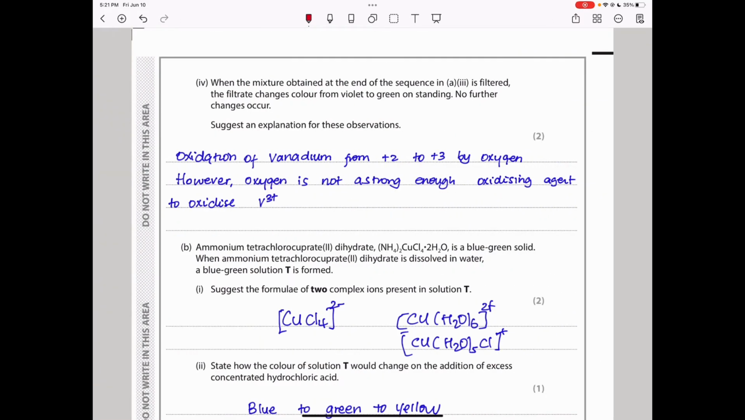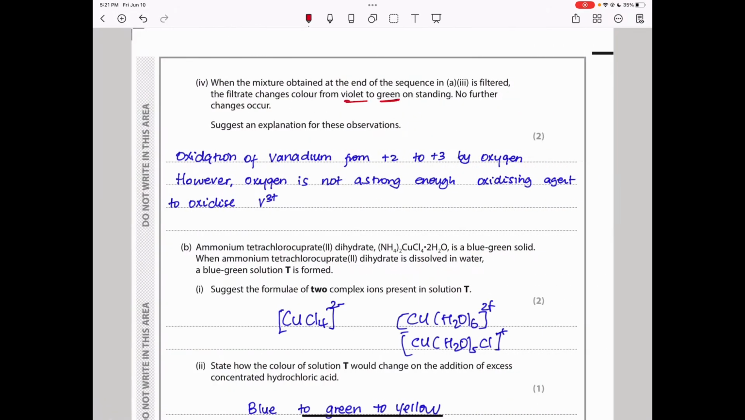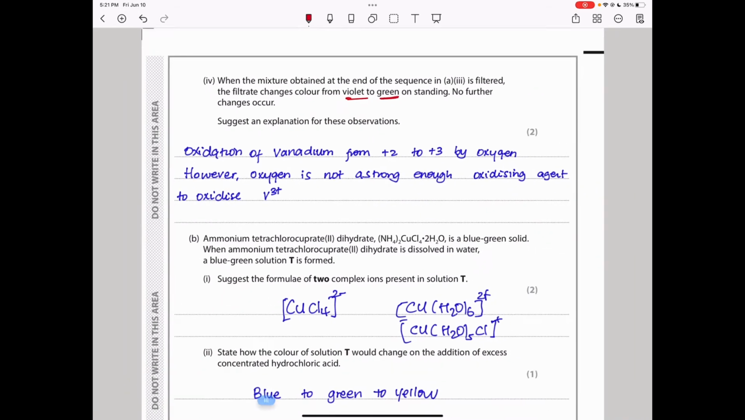Next, part IV says, when the mixture obtained at the end of the sequence of A111 is filtered, the filtrate changes color from violet to green on standing. Now, changing color from violet to green on standing means there is further oxidation. Again, from back here, we see violet is going to be vanadium 2 and green is going to be vanadium 3. So it's changing from V2+ to V3+, and they've written to you on standing. Every time they say on standing, it means there is oxidation by oxygen in the air.